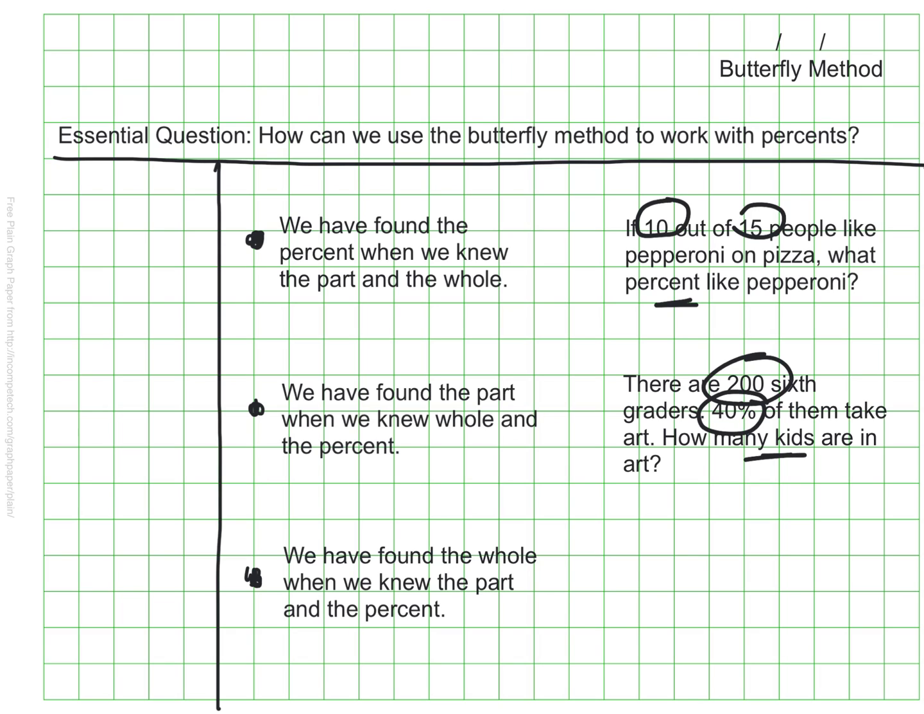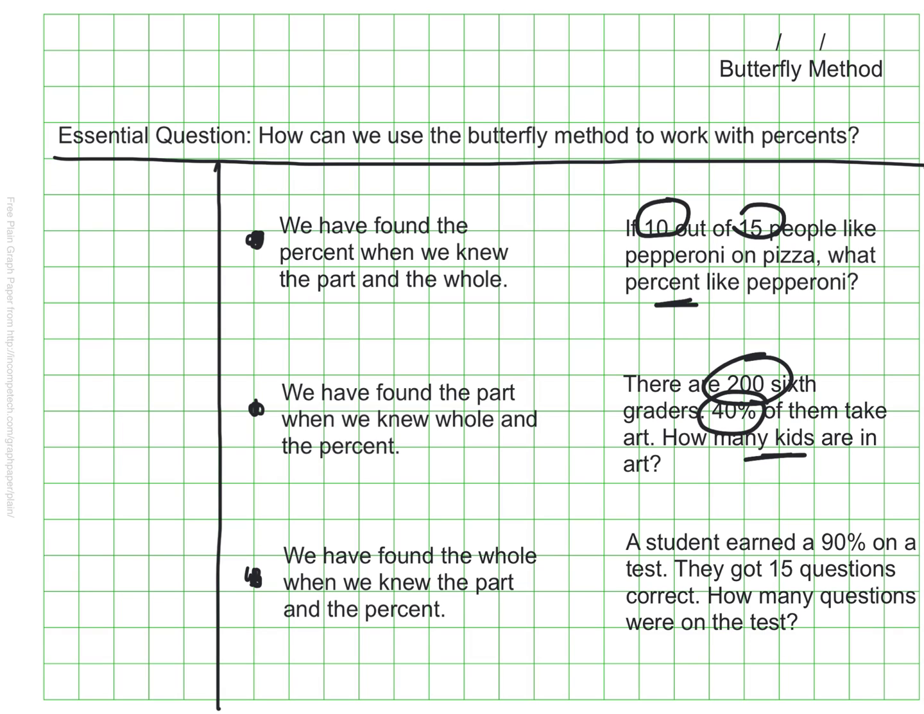And lastly, we've been able to find the original whole. This is when we knew the percent, and we knew how much the part was that was represented by that percent, but we didn't know the total that we had to start with. So these are the three different ways, and I want you to make sure that you have all of these written down in your notes for reference.